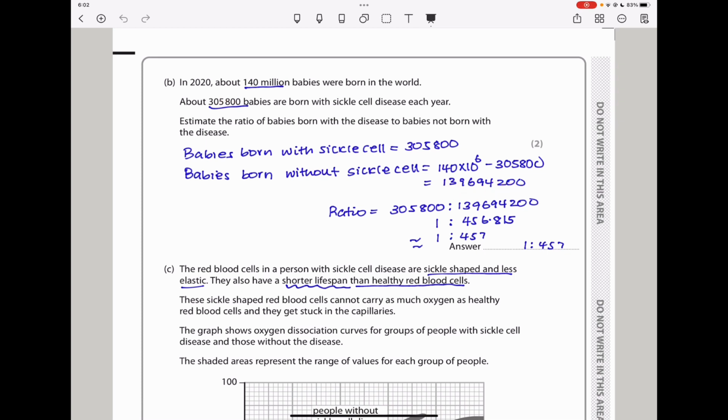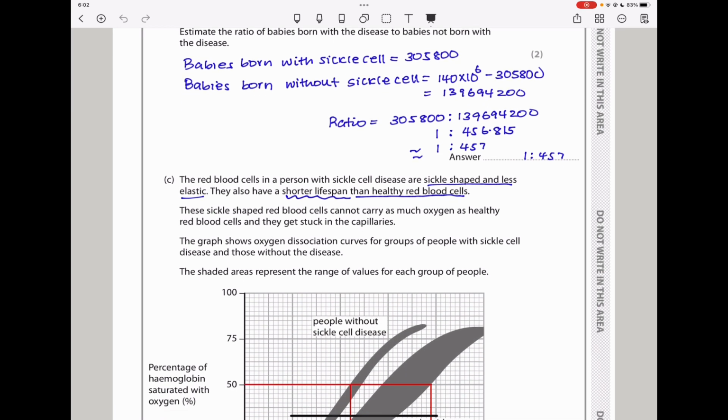And then the ratio of the babies born with a disease to those not born with a disease is going to be that to that, which gives us 1, 2, 4, 5, 7. And that is going to be the answer here.